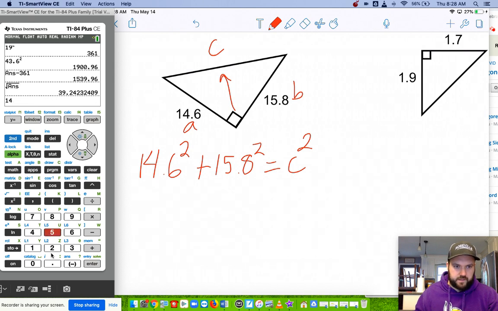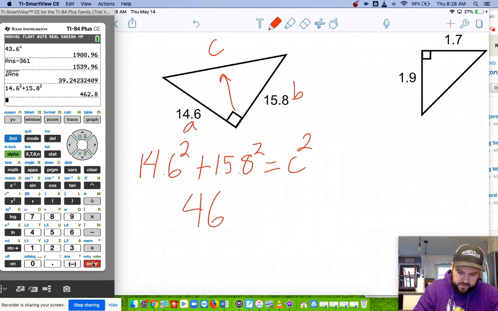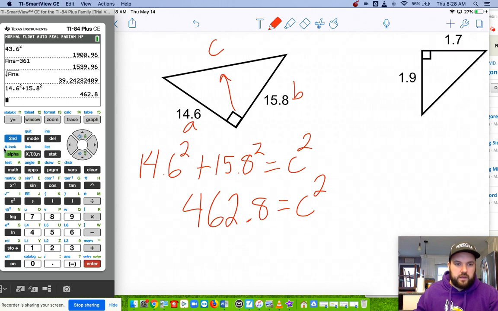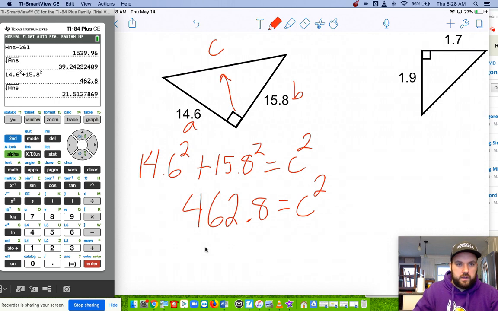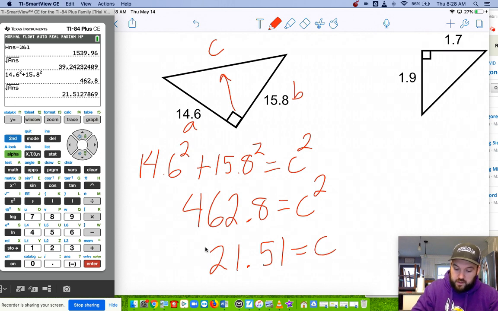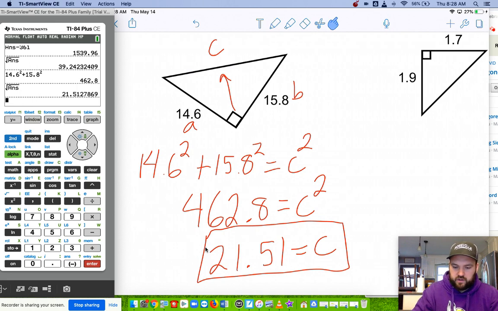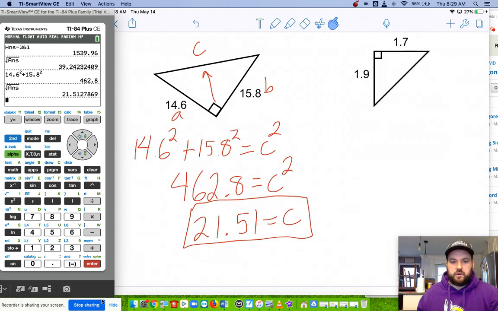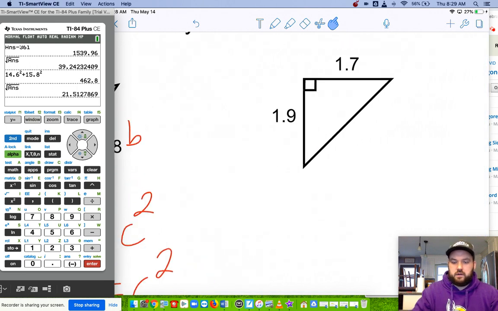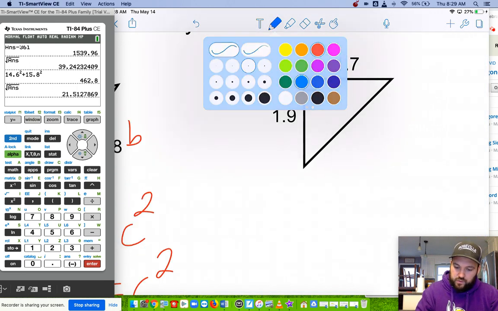So I'm going to go ahead and just add these together right away. 14.6 squared plus 15.8 squared. So 462.8 equals C squared. And if I square root that number, 21.51. It'd be 21.5 if I was rounding to the tenth place. Again, it's arbitrary why I picked hundredths. I just want to kind of mix things up a little bit. So that was 21.51.